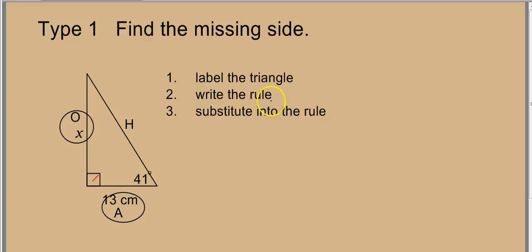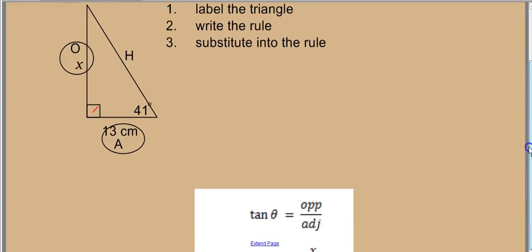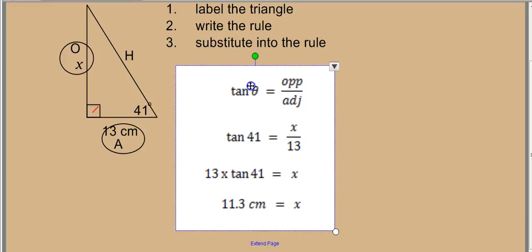So we're going to write the rule. Now remember, it'll always be tan for this video and for the next video and the one after, until we get used to the 3 types. So we're going to write the rule. And then thirdly, we're going to substitute into the rule. Here's one I prepared earlier. Let me see if I can scroll down a bit. There we go. Let's pick him up and bring him up.